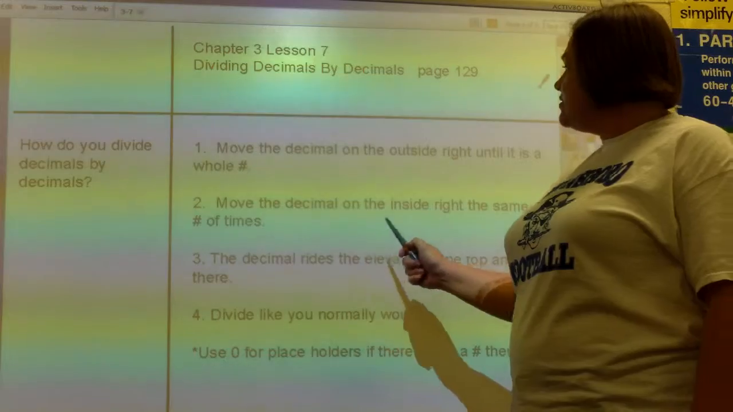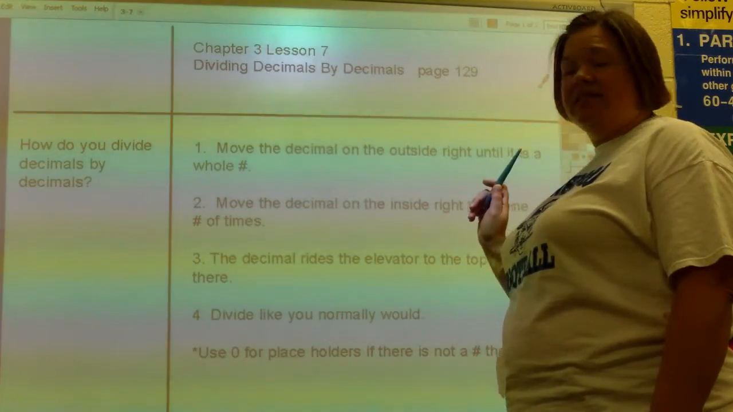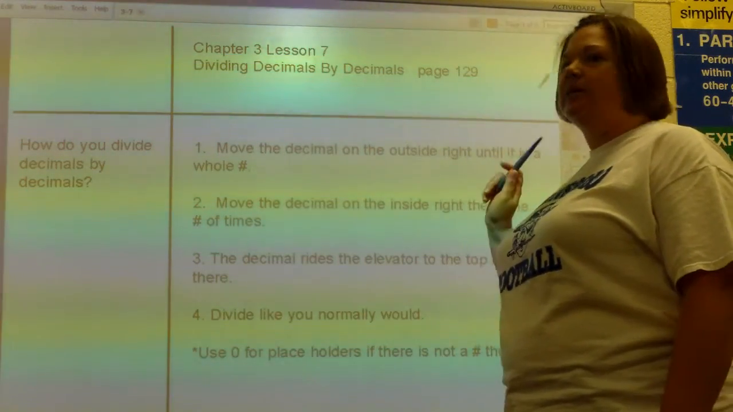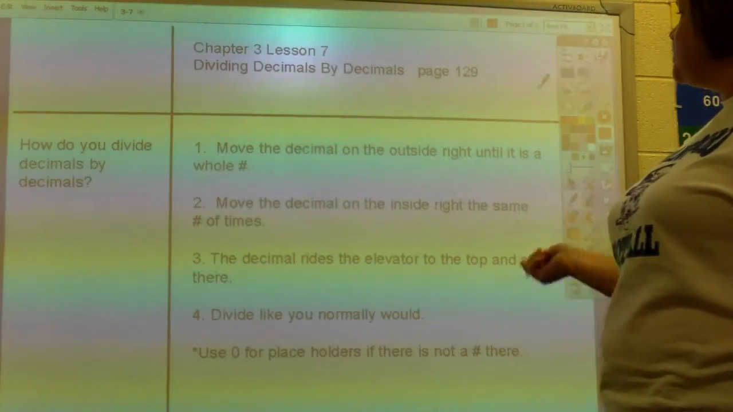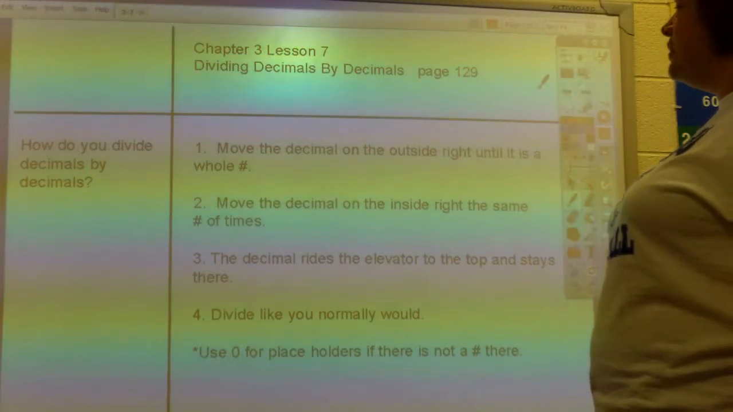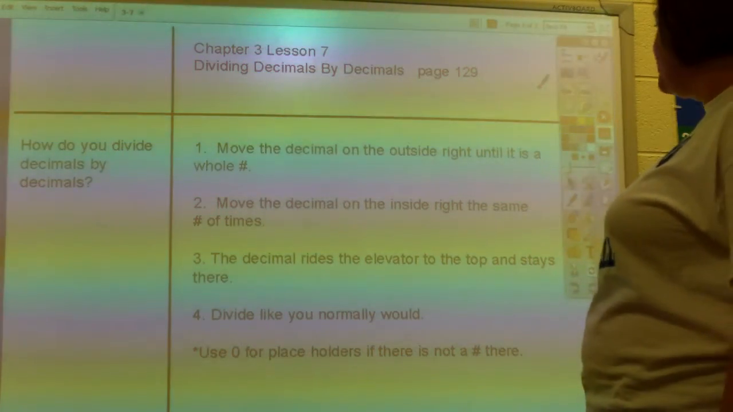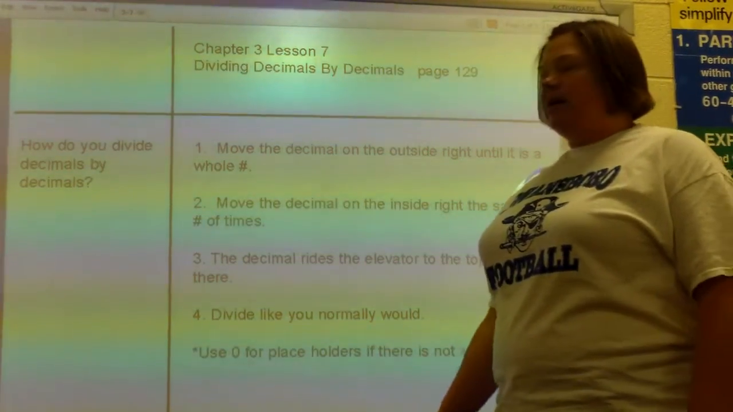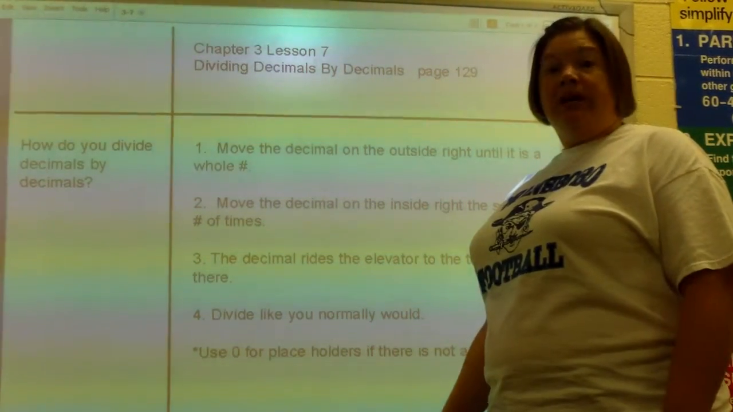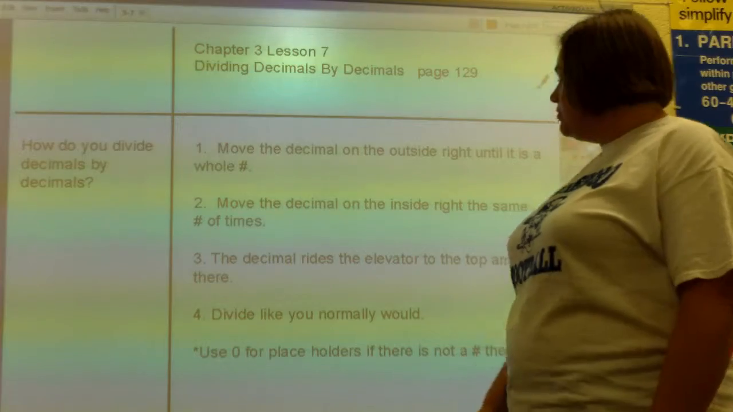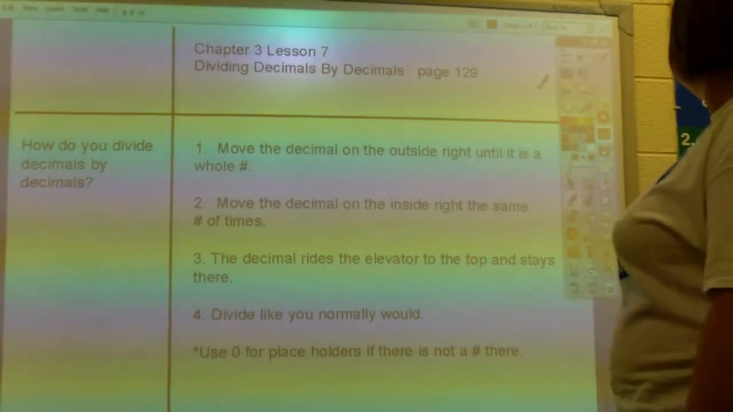Then you're going to move the decimal on the inside right the same number of times that you moved the outside decimal. Then the decimal rides the elevator to the top, and then you divide like normal. If you have any empty spots where you don't have a number, you're just going to put a 0 in there to hold the place.